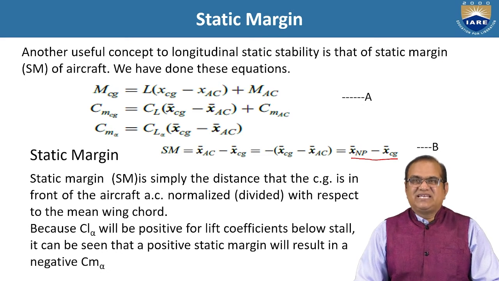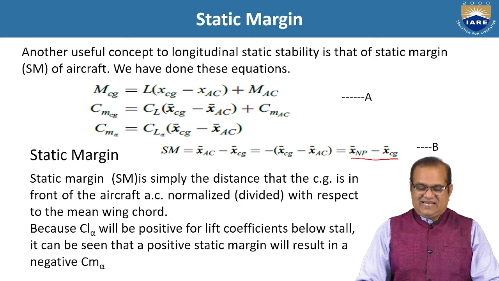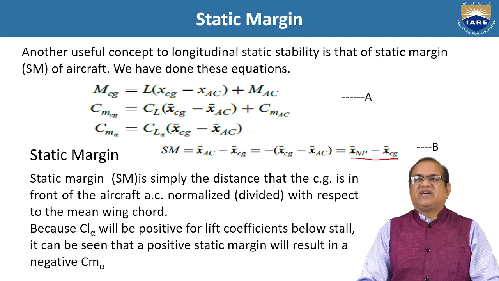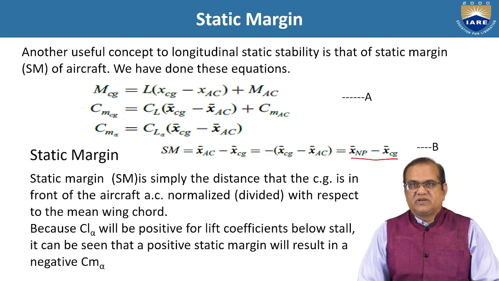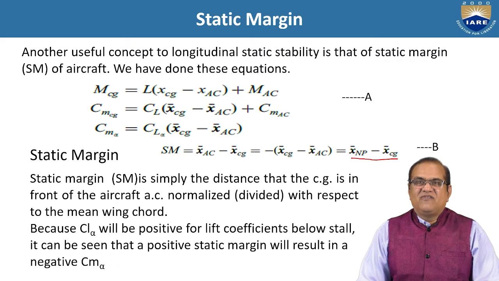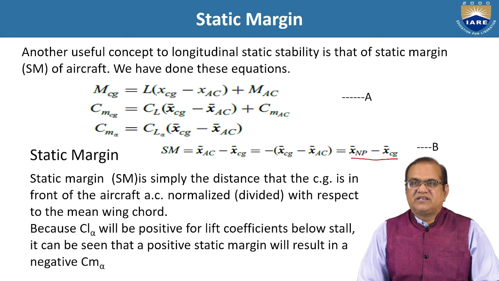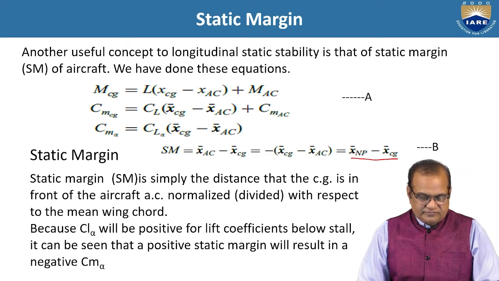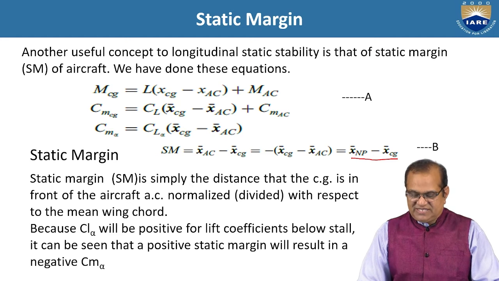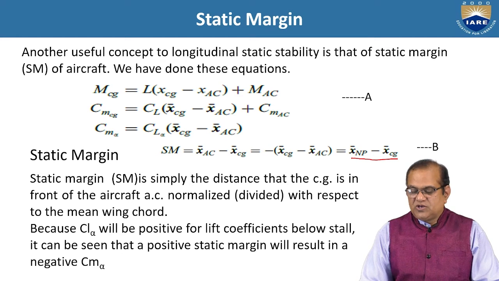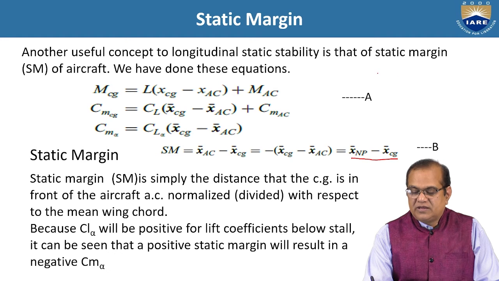So static margin is simply the distance that the CG is in front of the aircraft AC, normalized or divided with respect to the mean wing chord. Because CL alpha will be positive for lift coefficient below stall, it can be seen that a positive static margin will result in a negative CM alpha. So to have a negative CM alpha, CL alpha should be positive.